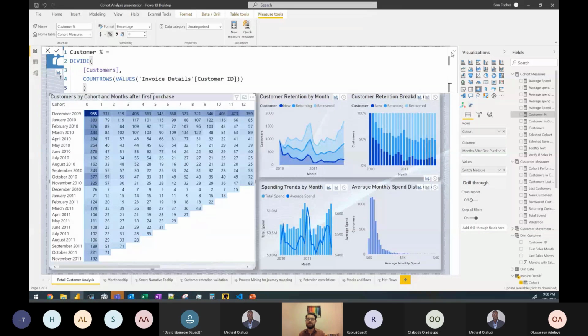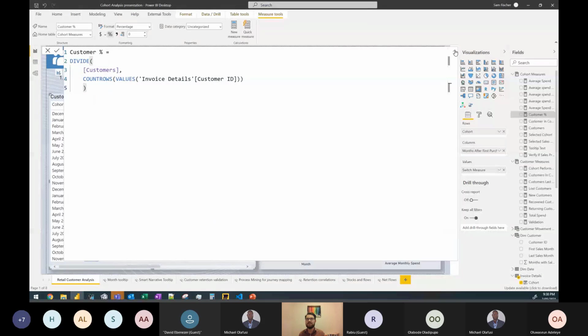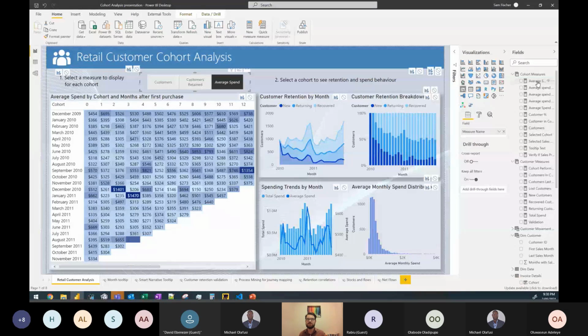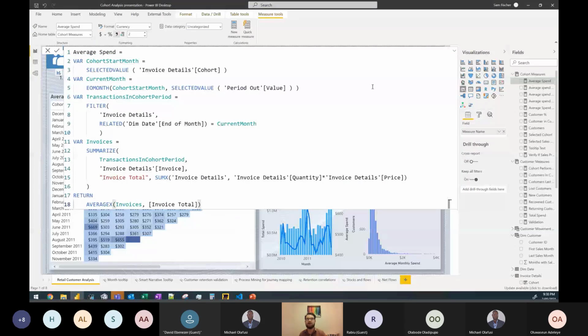But if we're talking about our average spend, this is where things get a little complicated, so I'll try and step through this as simply as I can. We've got a few variables here, and some of these are actually virtual tables. We've got our cohort start month and our current month that we initially defined just like in our customers measure. Using those 2 month values, we can work out all the transactions that we're concerned about for these customers.